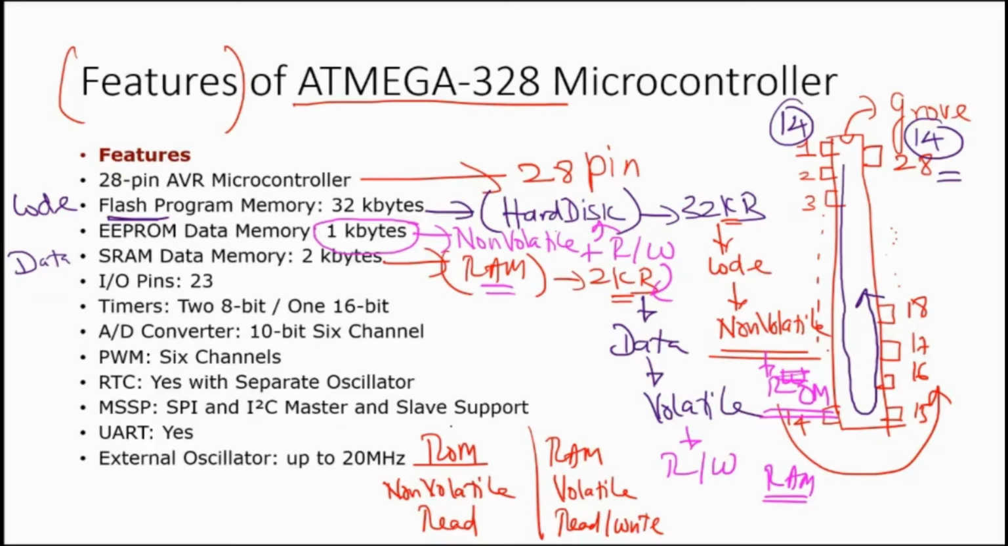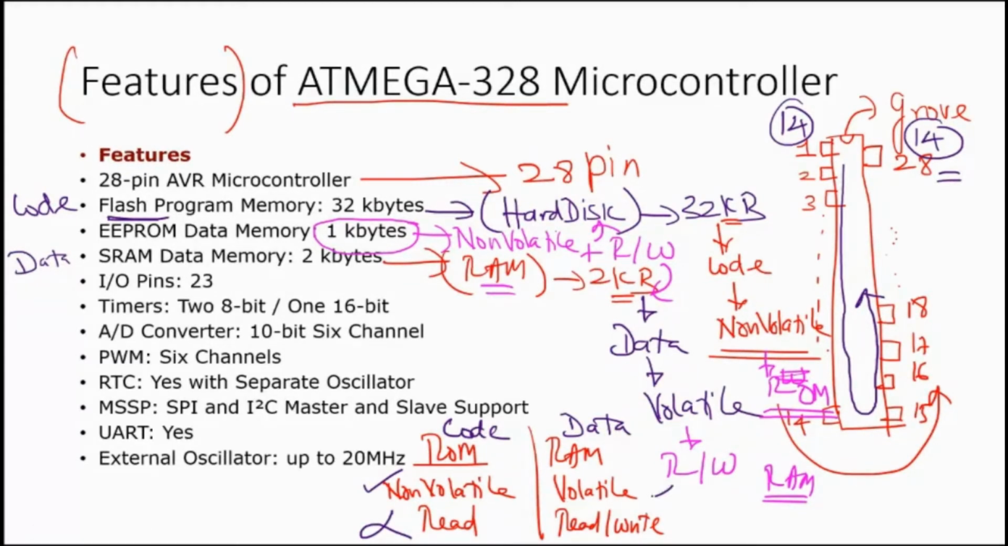The name of ROM is code memory or program memory. The name of RAM is data memory. This is a beautiful feature. I can put contents permanently, but I can only read values from this.